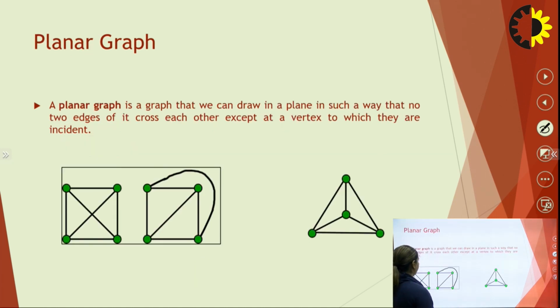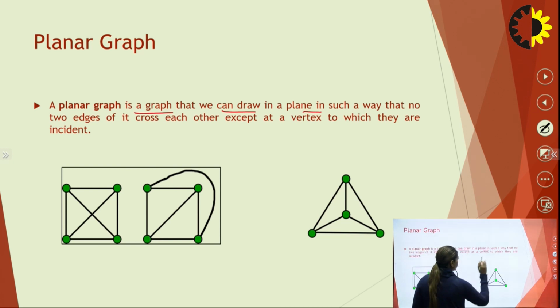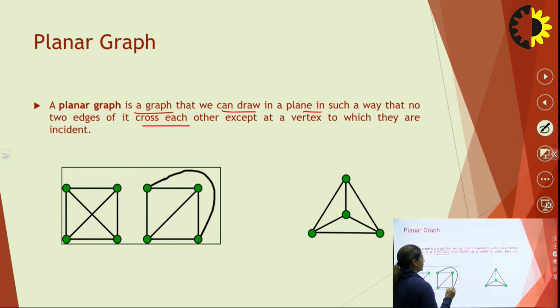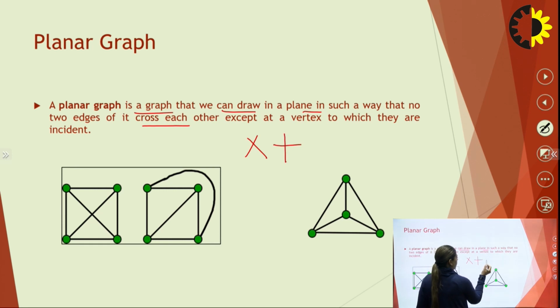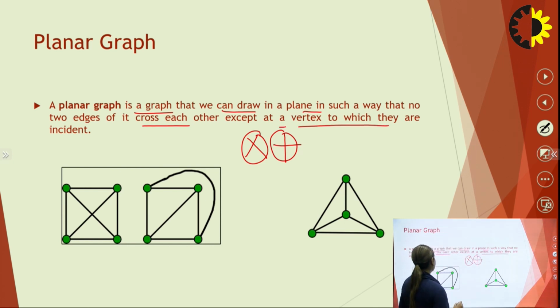Now the planar graph. A planar graph is a graph that we can draw in a plane in such a way that no two edges of it cross each other, right? There should not be a crossing like this in the graph. They should not cross, except at a vertex to which they are incident. If it is a vertex, then it is okay. But if it is not a vertex, then this type of crossing should not happen in the graph. That type of graphs are called planar graphs.